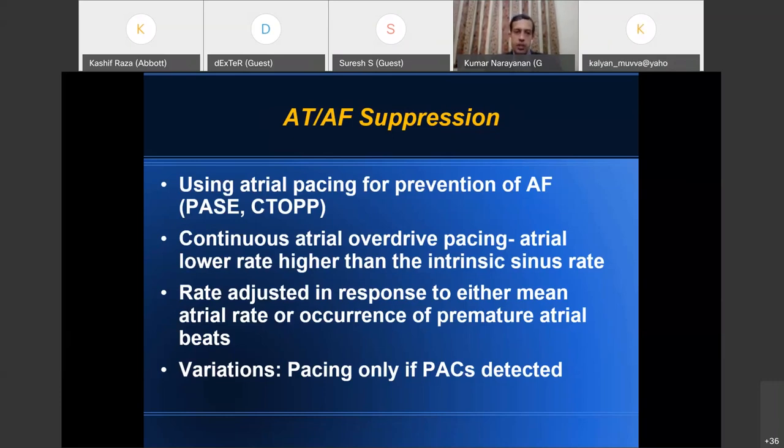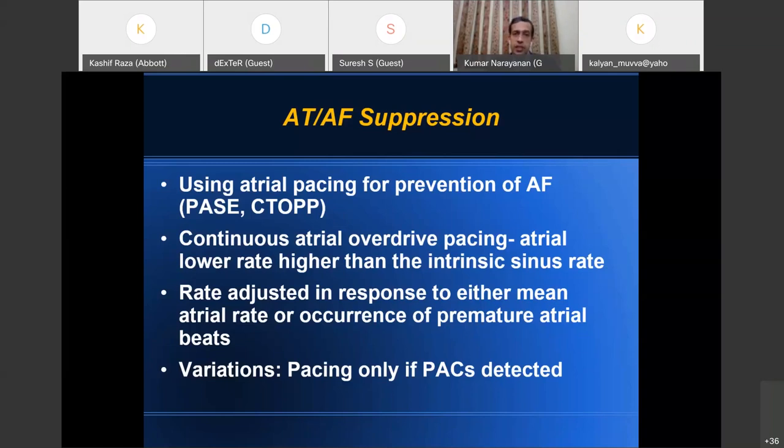So, ATAF suppression algorithms. Now, what is the basis for this? Different studies have shown that if you are able to pace the atrium, then it is useful for suppressing atrial arrhythmias in a patient who is prone to them. So obviously you don't want to unnecessarily pace the atrium in every patient, but if there is a tendency for atrial arrhythmias, then it has been shown that pacing the atrium and dominating the rhythm can help suppress ectopic atrial foci and initiation of atrial arrhythmias. So this can take various forms. You may choose to program the lower rate interval in such a way that you ensure atrial pacing most of the time and therefore try and prevent the onset of atrial arrhythmias.